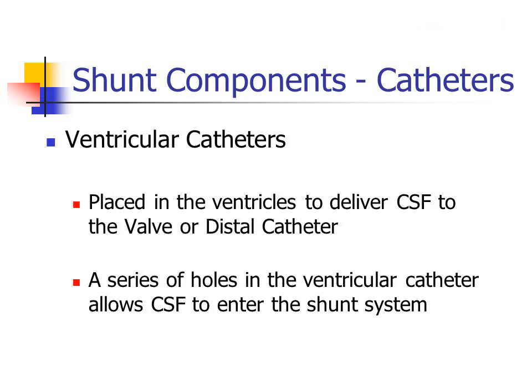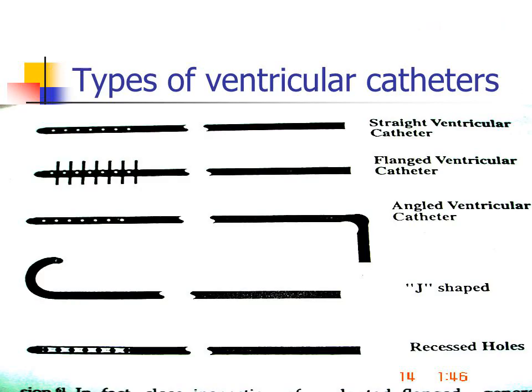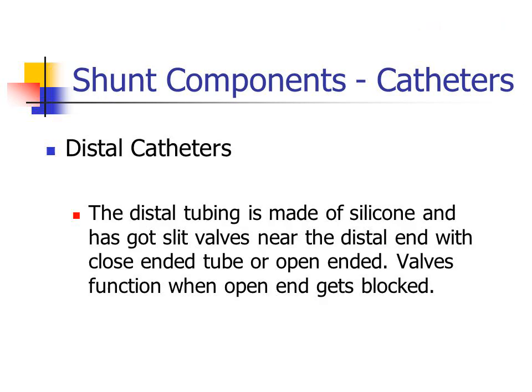Shunt components. Catheters. Ventricular catheters are placed in the ventricles to deliver CSF to the valve or distal catheter. A series of holes in the ventricular catheter allows CSF to enter the shunt system. Types of ventricular catheters. Distal catheters. The distal tubing is made of silicone and has slit valves near the distal end, with a close-ended tube or open-ended. Valves function when the open end gets blocked.